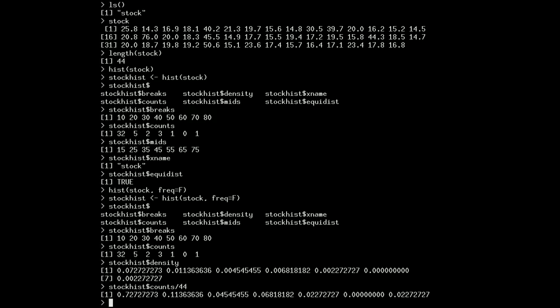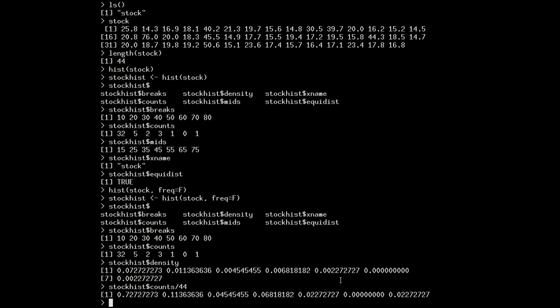So dividing by 44, we get values of 0.727273, 0.0727273, 0.11363636, and so on, 0.04545455. So we're seeing the same values, but the difference being that the values in our density are a factor of 10 less than the percentage of counts that we have in our bins.